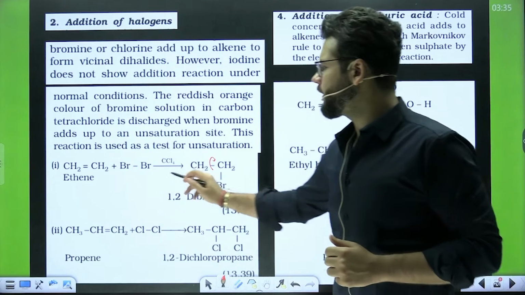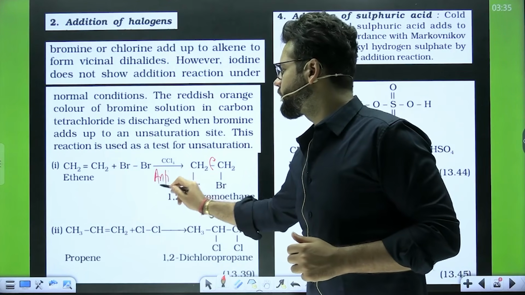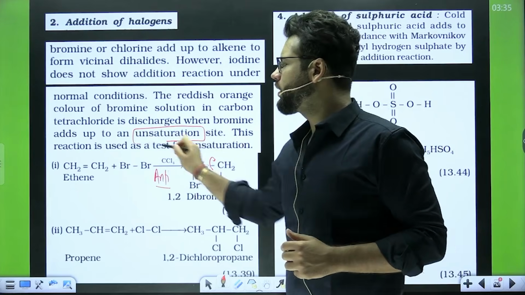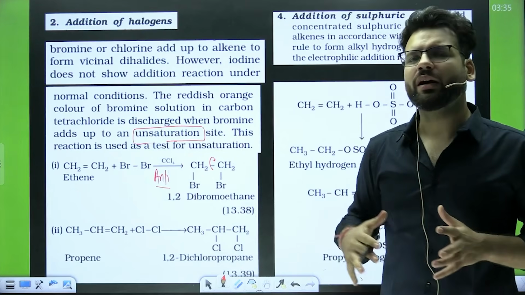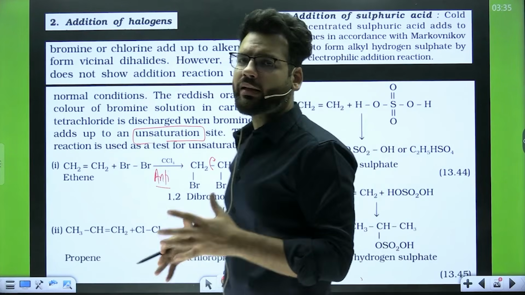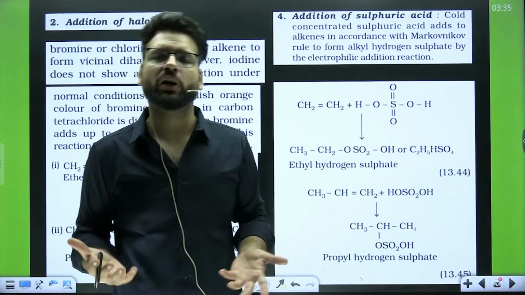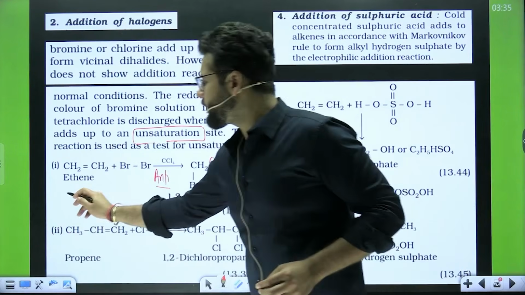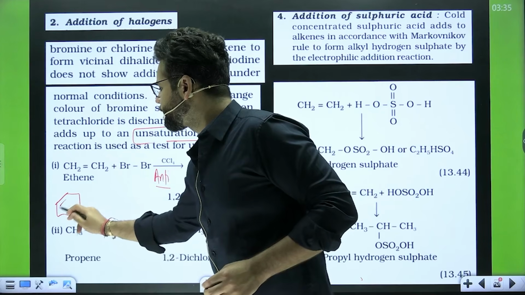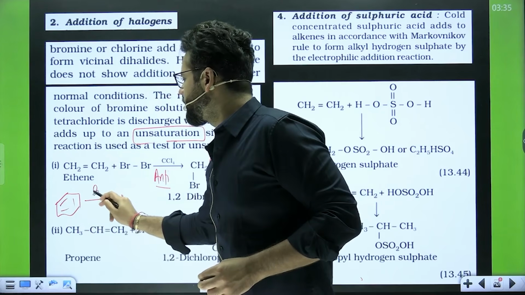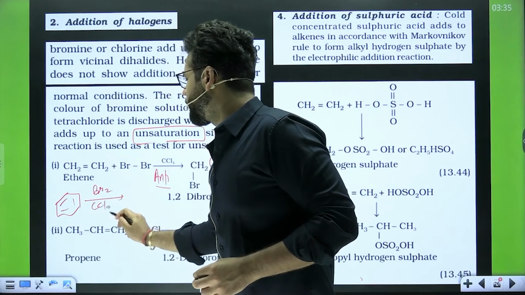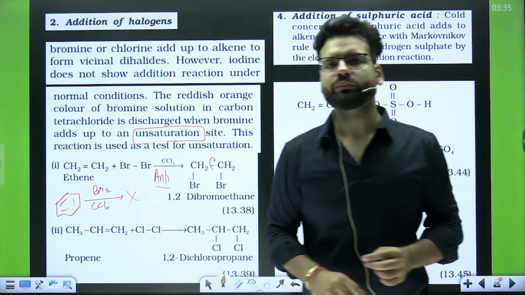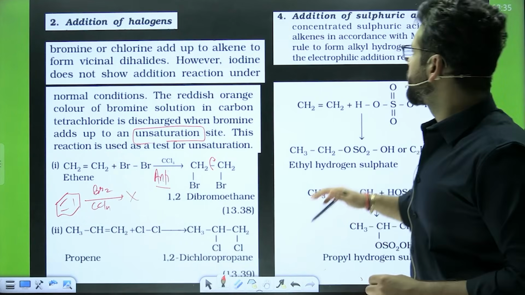It's an anti-addition mechanism used for the test of unsaturation. The orange color of bromine is decolorized by alkenes as well as alkynes, but not by benzene. So benzene doesn't give this test. Benzene plus Br2, no reaction. Benzene plus Br2 in CCl4, nothing will happen. Right? So these are the ones.